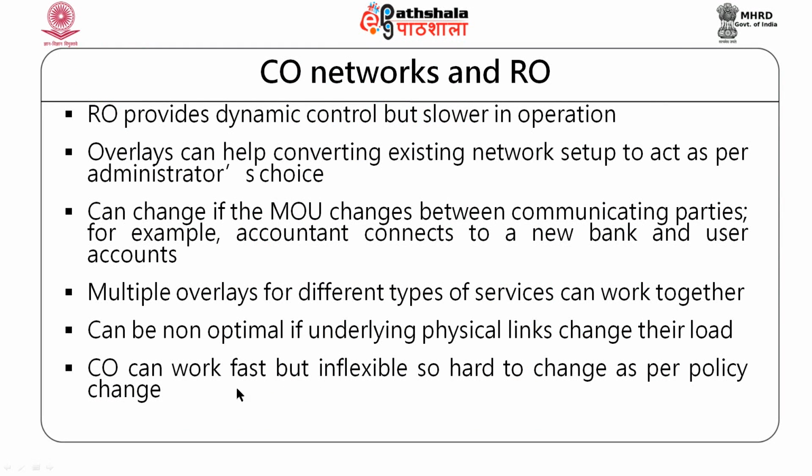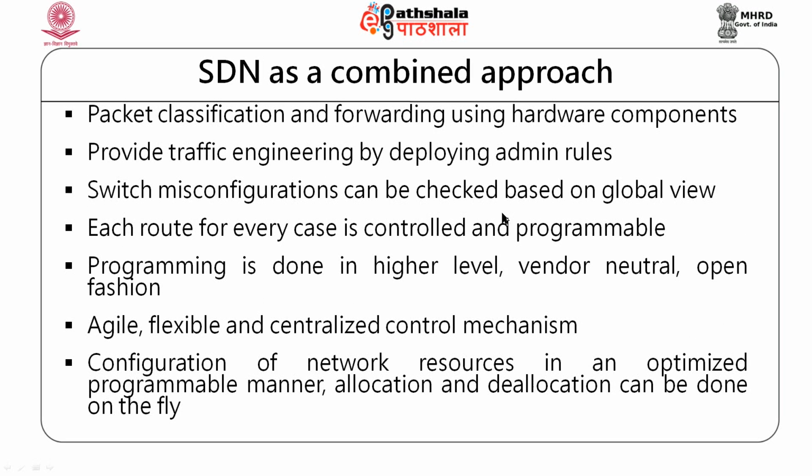Connection oriented networks work very fast, but are inflexible, so they are hard to change as per a policy change. These are the issues. So, SDN is basically a solution that takes the best of both worlds. Packet classification and forwarding are done using hardware components. It provides traffic engineering by deploying admin rules. Switch misconfiguration can be changed, again this is an additional thing, none of them provide you this.